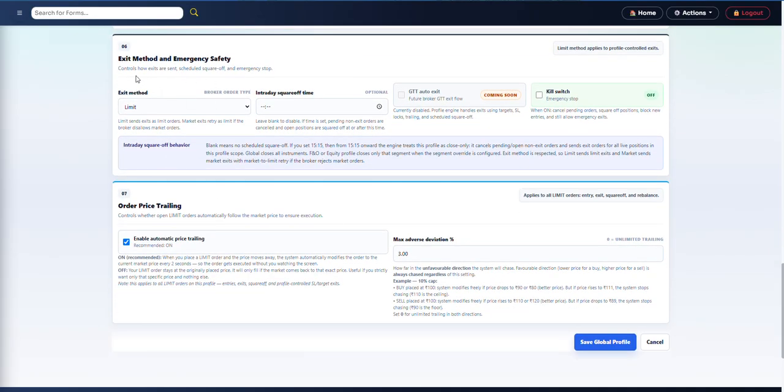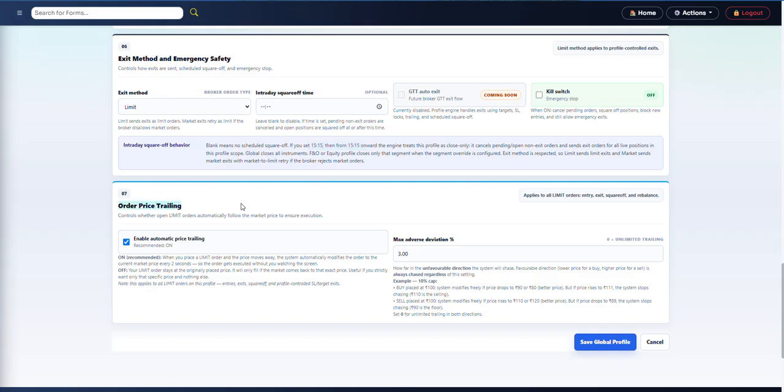Now, in exit method, you can mention your intraday position time like 15:15 or something like that. So if any position is going to be carry forwarded, the system will automatically exit at this particular time and your order will be automatically closed.